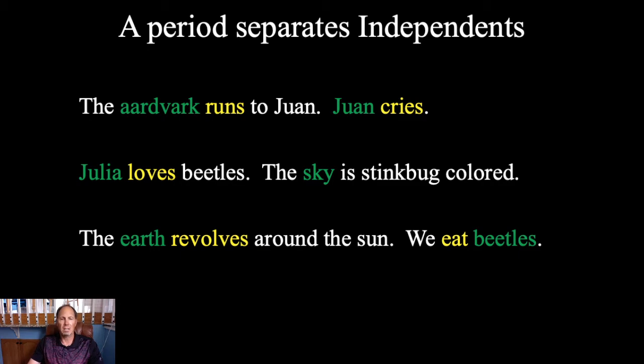Juan cries, subject, verb. The period, right here, separates two independents. Independent, independent. Julia loves beetles. The sky is stink bug colored. That should be yellow. The earth revolves around the sun. We eat beetles. You see that a period separates each of these. Sentence, sentence. Always use a period first.